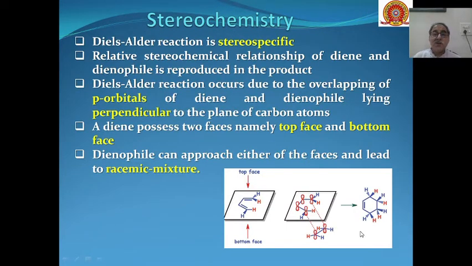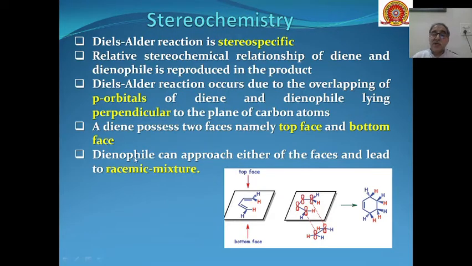Then the stereochemistry of Diels-Alder reaction is that the Diels-Alder reaction is very stereospecific, and the relative stereochemical relationship of diene and dienophile is reproduced in the product. So the stereochemistry of the reactant will determine what the stereochemistry of the product will be. Diels-Alder reaction occurs due to the overlapping of p orbitals of the diene and dienophile lying perpendicular to the plane of the carbon atoms. Then a diene possesses two faces, top face and bottom face.